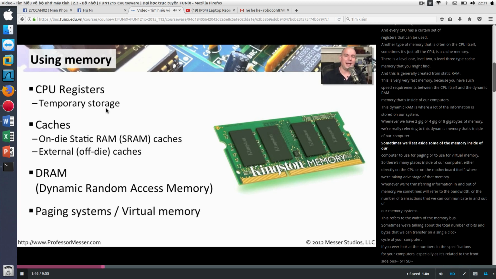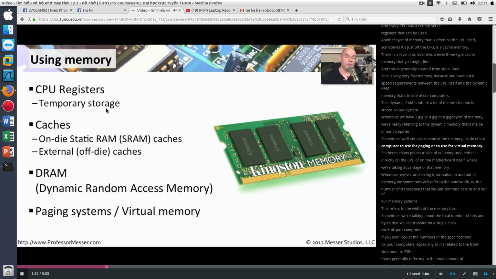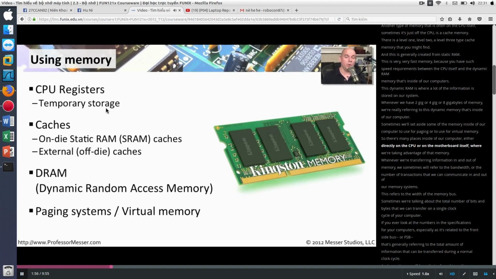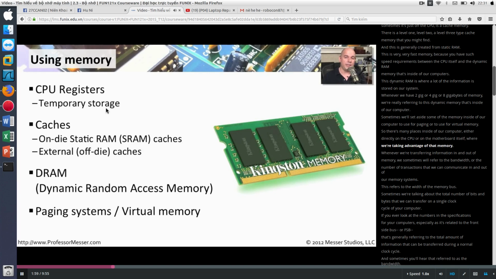Sometimes we will set aside some of the memory inside of our computer to use for paging or for virtual memory. So there's many places inside of our computer, either directly on the CPU or on the motherboard itself, where we're taking advantage of that memory.